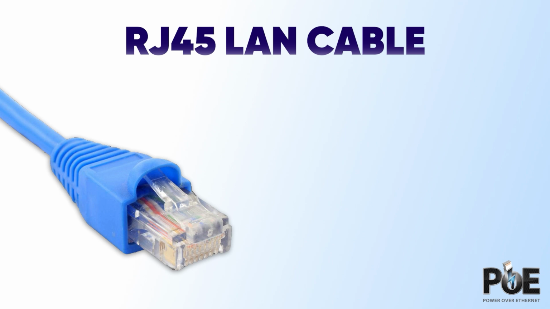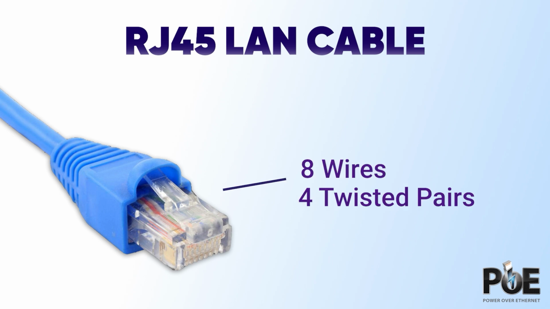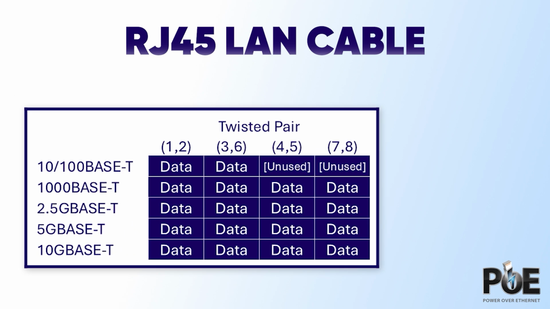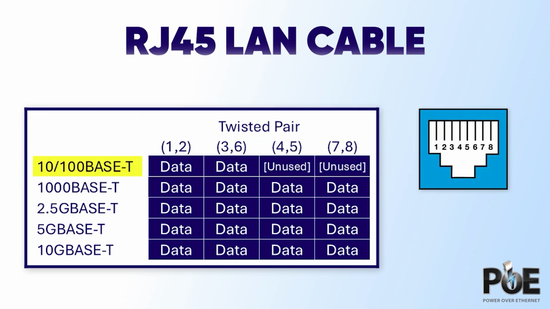There are 8 wires or conductors in a network LAN cable terminated with an RJ45 connector at each end. They are organized into 4 twisted pairs. At 10/100 speeds, 2 of the 4 pairs carry the data: pairs 1-2 and 3-6. Pairs 4-5 and 7-8 are not used. At higher speeds like gigabit, 2.5 gigabit, 5 gigabit, and 10 gigabits per second over copper, all 4 pairs carry data signals.